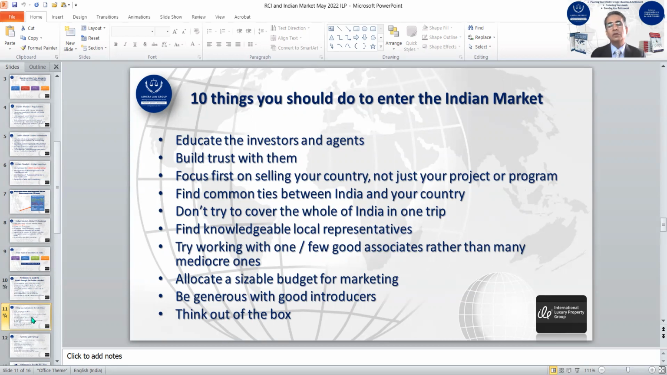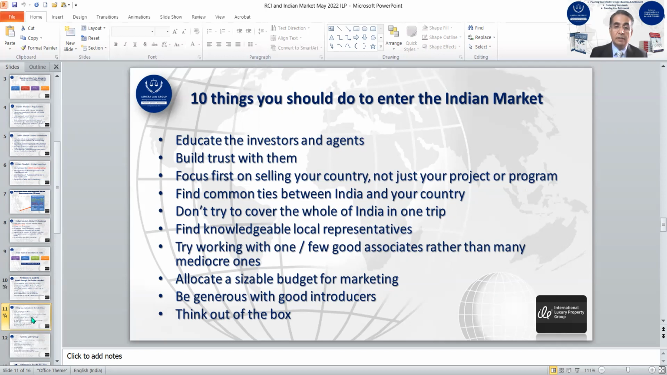Do not try to cover the whole of India in one trip. India is a very large country. Even though I'm born and brought up here, and I'm a Canadian citizen now, I still have to discover certain parts of India, because it's a very large country. Officially, we have so many languages. In every state, they have a different language, different cuisine. When I go to a certain part of India, I find a different cuisine which I never tried in my life.